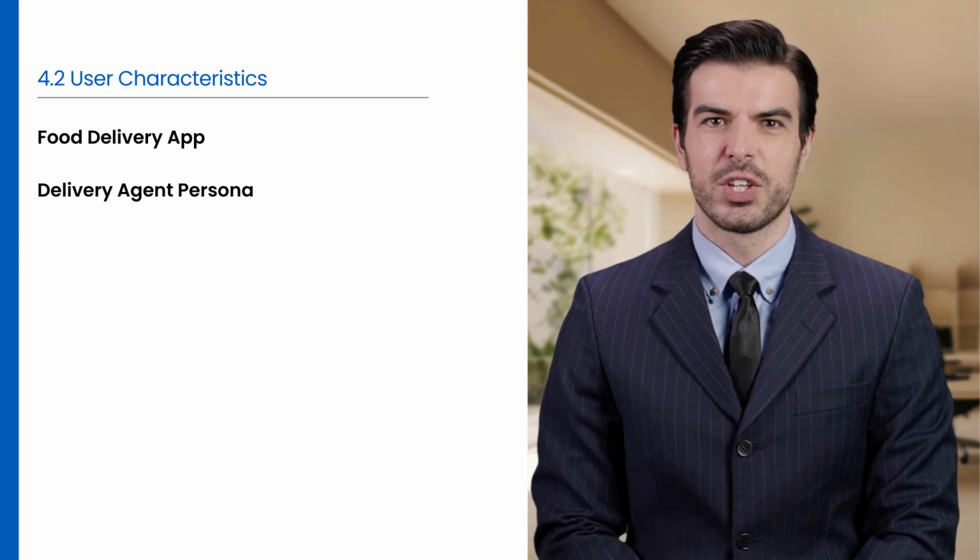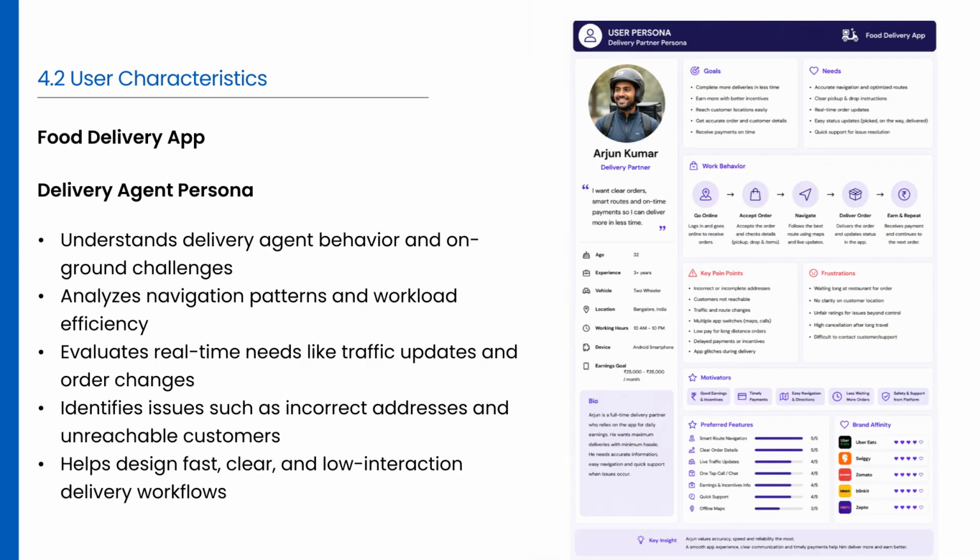Moving from understanding the customer experience, we now shift focus to the delivery side of the journey. This delivery agent persona focuses on understanding how delivery partners operate in real-world, on-ground conditions. It explores their movement patterns, navigation challenges, and ability to manage efficiency under varying workloads. We also study how they interact with the app while on the move, especially their dependence on real-time updates, such as traffic conditions, order changes, and customer communication.